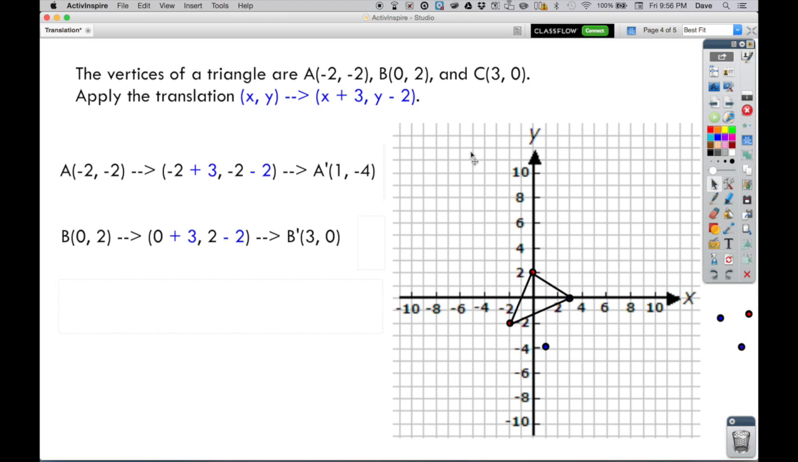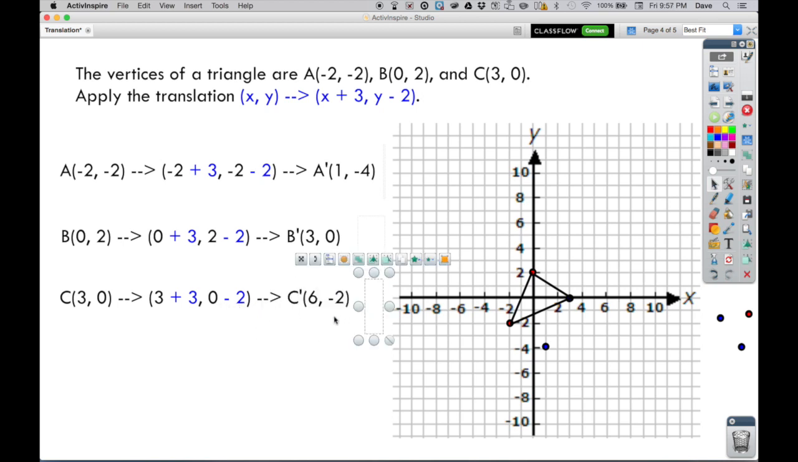All right, so now let's apply this same transformation to C. C was (3, 0). We apply the transformation to it, which was to do 3 plus 3, which essentially moves the dot to the right 3 spaces, and then 0 minus 2, which moves the dot down 2 spaces, which gives us this. C prime should be at the location (6, -2). So (6, -2) would be right there.